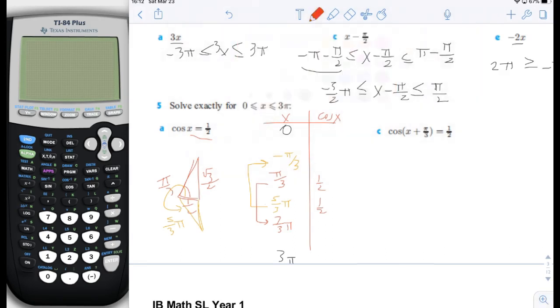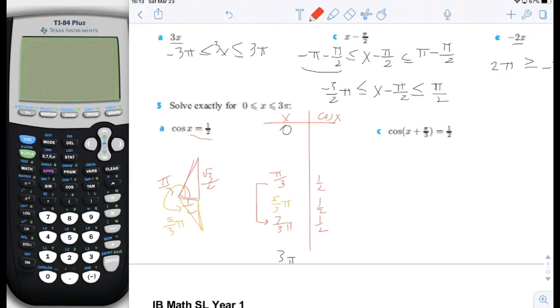And pi over 3 minus 2 pi would be, now we're already getting into negative numbers. So that goes below the black 0. So we don't want this, and we don't want this. So we're done. There's only 3 solutions. There's 3 solutions which give us a cosine value of 1/2 between 0 and 3 pi.